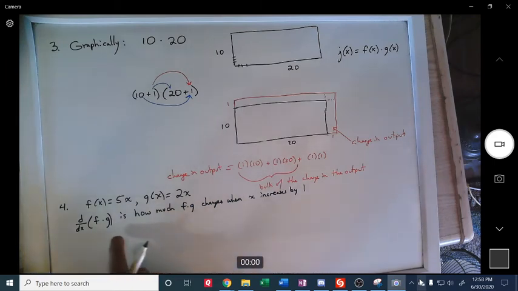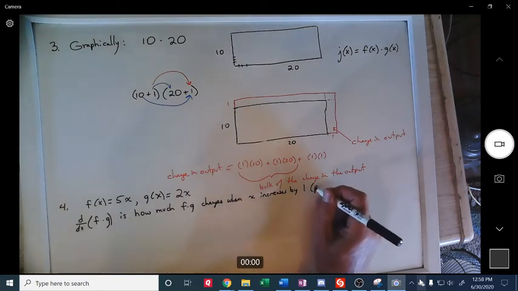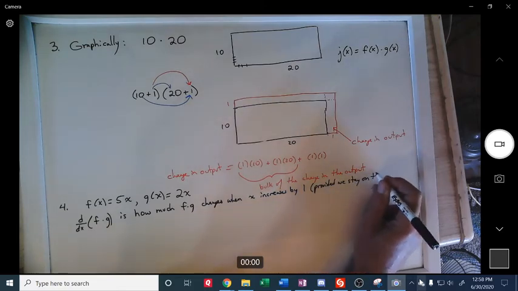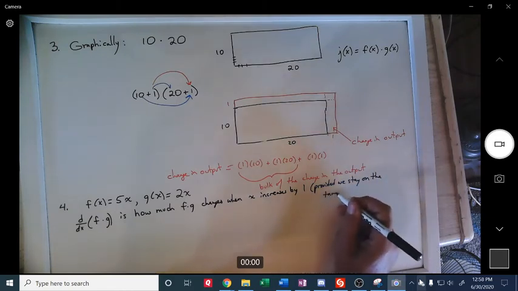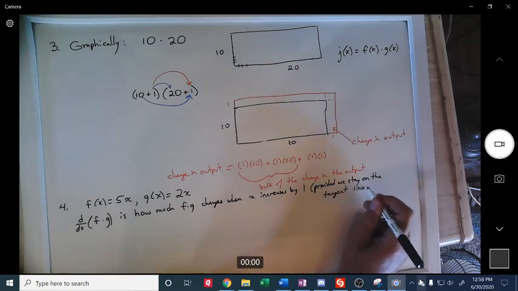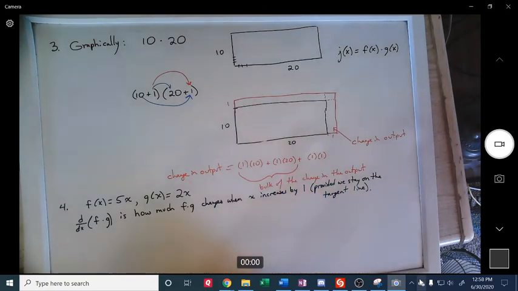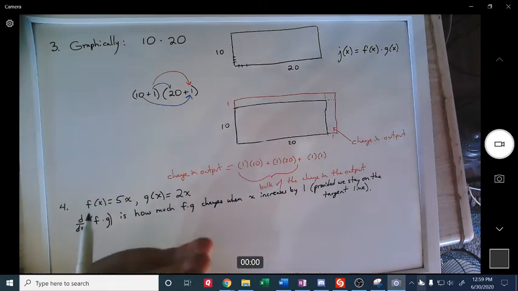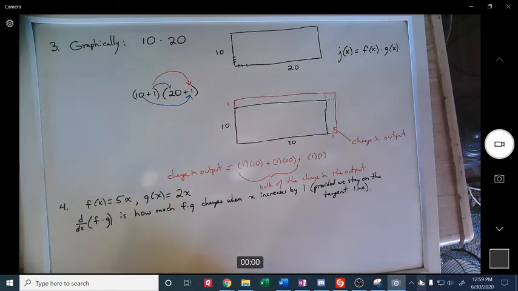Now, I'm going to put provided we stay on the tangent line. That's the kind of basic representation of what the instantaneous slope means. And that's what a derivative is, an instantaneous slope. It's how much the output changes every time the input increases by 1. But since it's an instantaneous slope, we kind of think provided we stay on the tangent line.